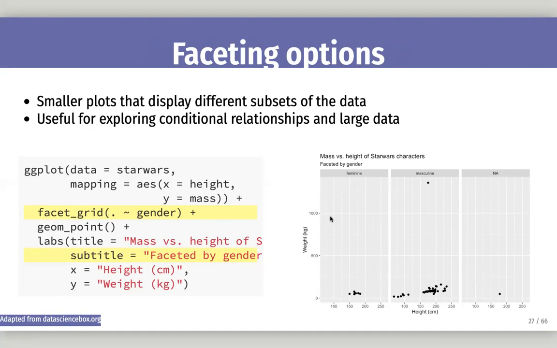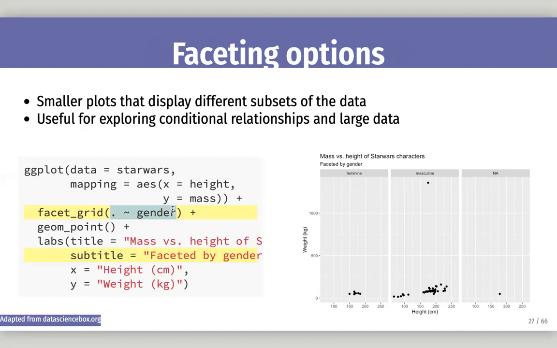If I wanted this grid to be up and down instead of side to side, does anyone have any idea how I might change this code here? Yes, exactly. So if you flip, or maybe this is what you mean by the transpose, if you put gender on this side of the tilde and the dot on this side of the tilde, that will make it up and down.